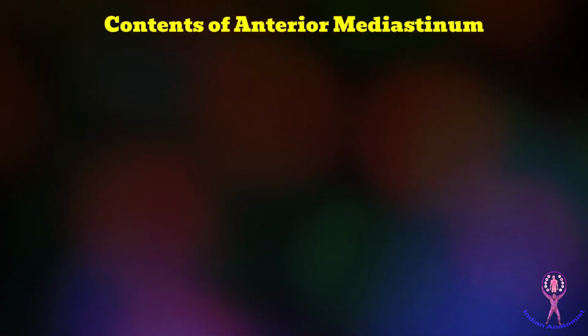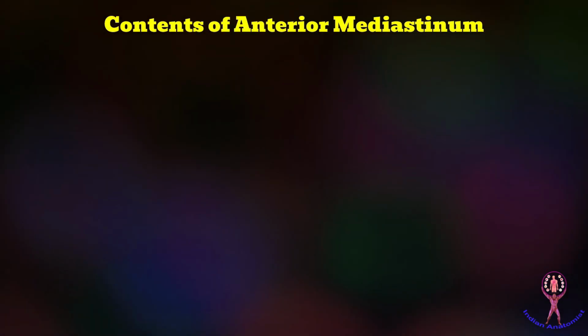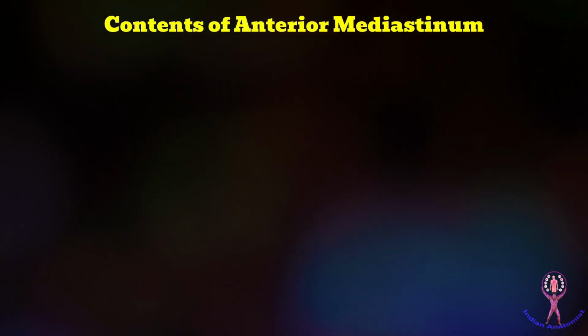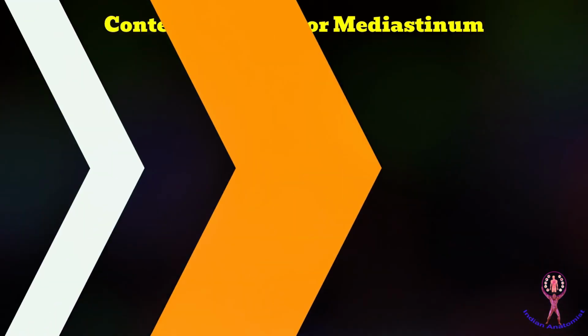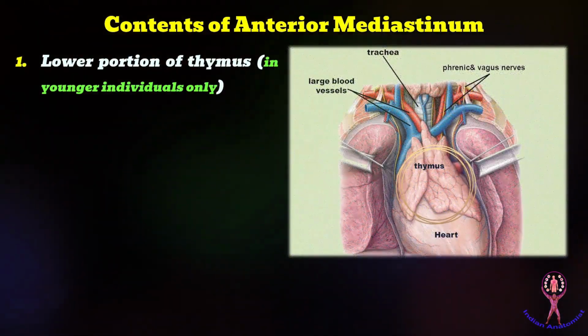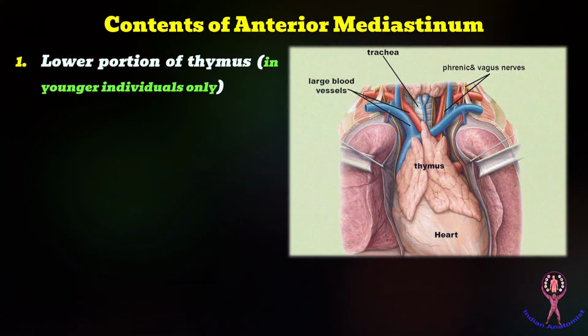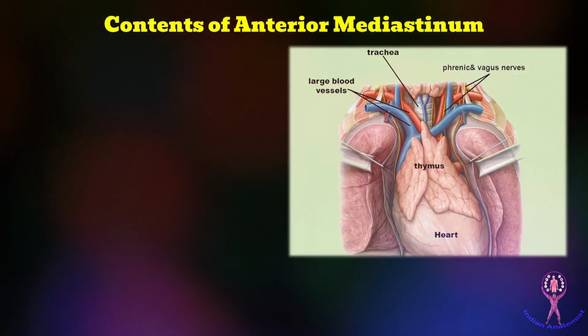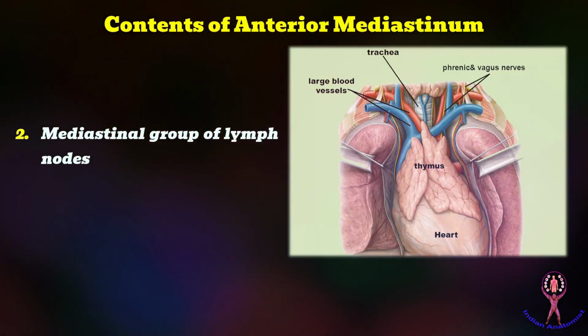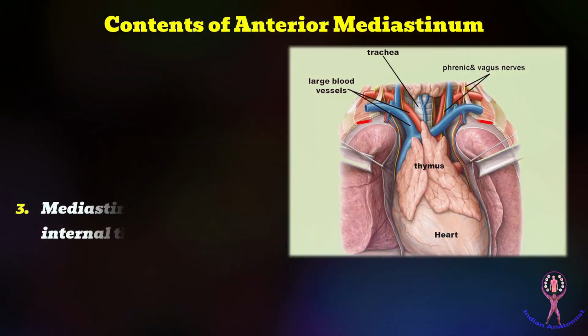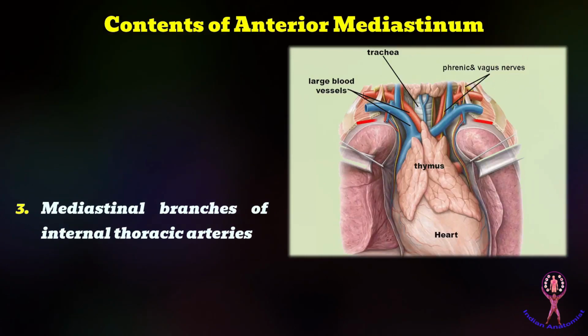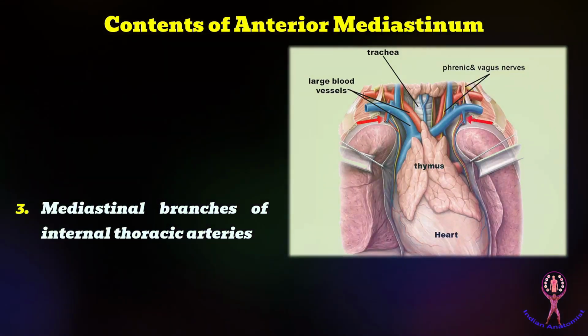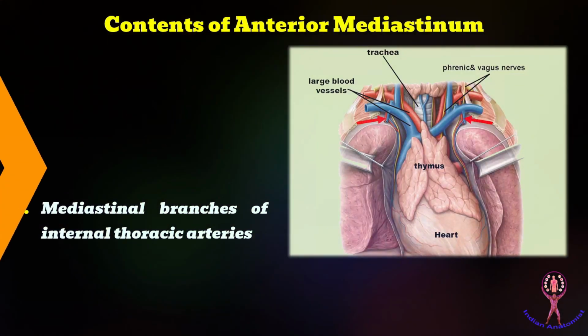Coming to the contents of anterior mediastinum. The anterior mediastinum does not contain important structures, except 1. Lower part of thymus gland, as the thymus gland is only seen in children and not in adults. 2. Some mediastinal group of lymph nodes. 3. Mediastinal branches of internal thoracic artery, these are seen on right and left sides, behind the sternum.